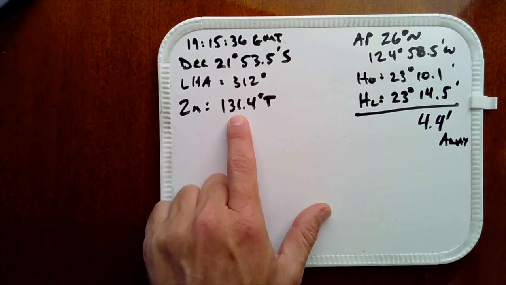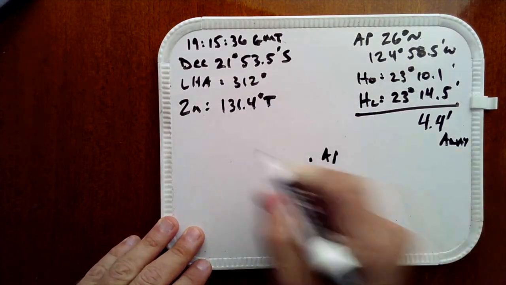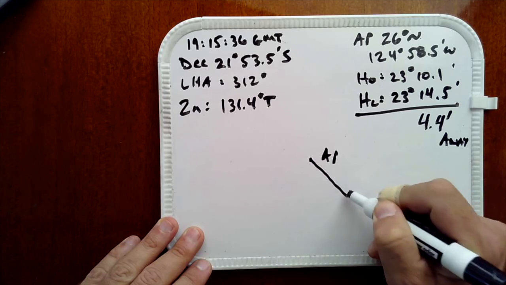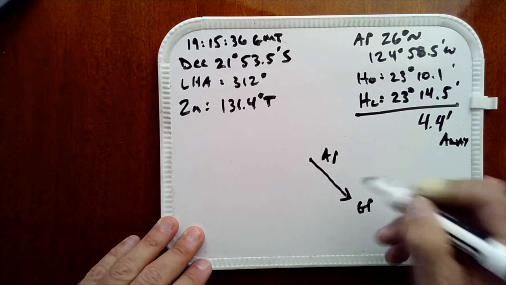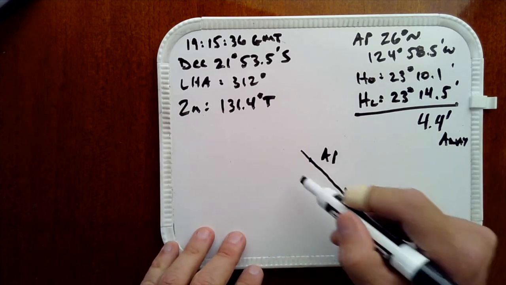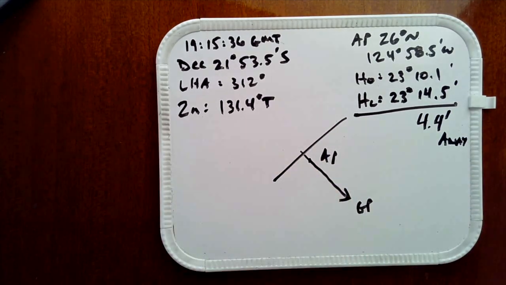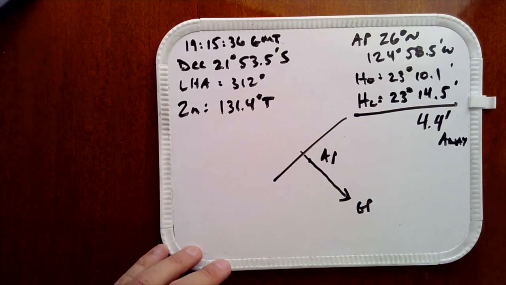So we're going to go on to the universal plotting sheet. We'll plot our assumed position. We'll plot in a direction of 131.4 towards the GP. We'll also plot away. Then we'll mark off 4.4 minutes from the AP and draw our line of position. So I'm going to speed through that with the magic of movies with the plotting sheet, and I'll get back to you once we've got the preliminary stuff plotted.